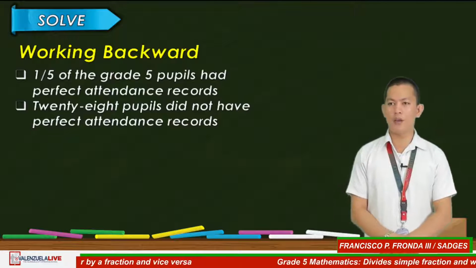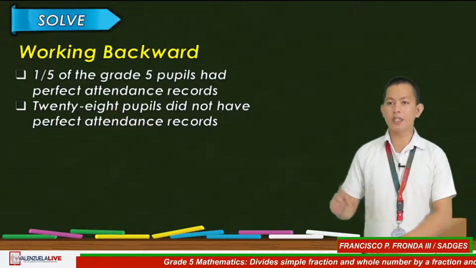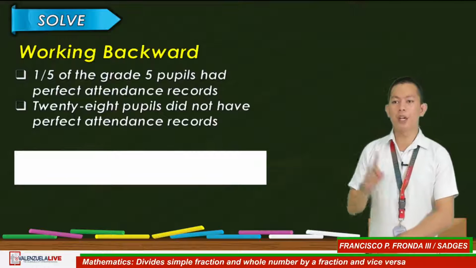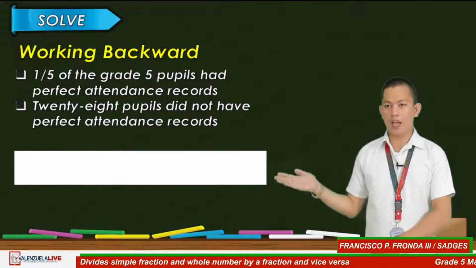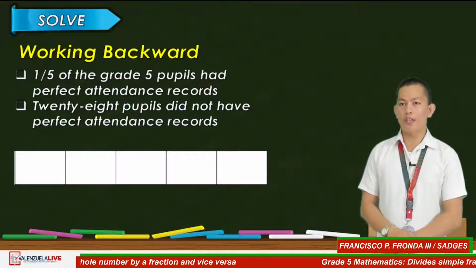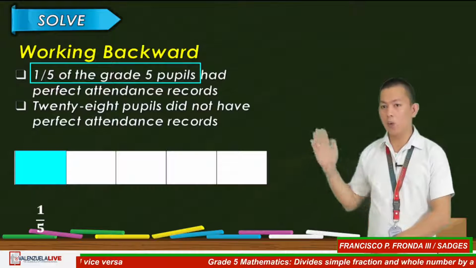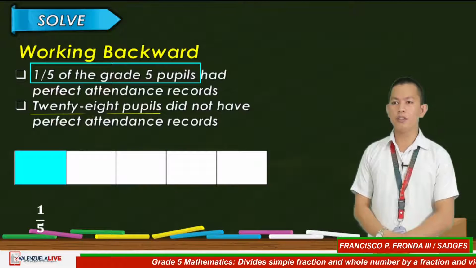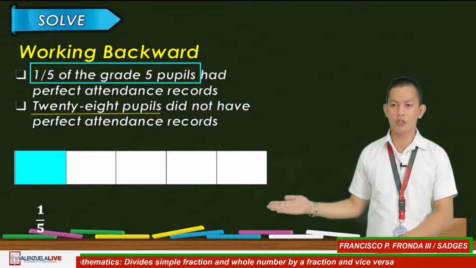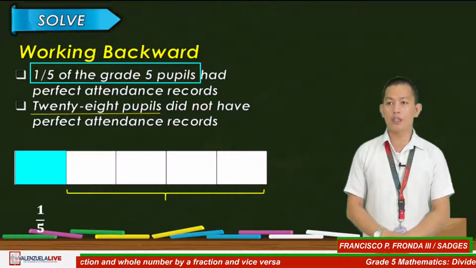Then let's solve. Solving this one, we're going to use the working backward method. So, this would be our given: 1/5 of the grade 5 pupils had a perfect attendance record, and 28 pupils did not. Let's represent the grade 5 pupils with this rectangle. Then, let's divide this into 5 parts because our denominator is 5. Then, let's shade one part of it to represent 1/5. As you can see in our illustration, we have 4 remaining rectangles not shaded. These would be the 28 pupils.